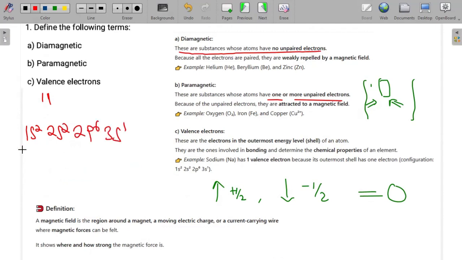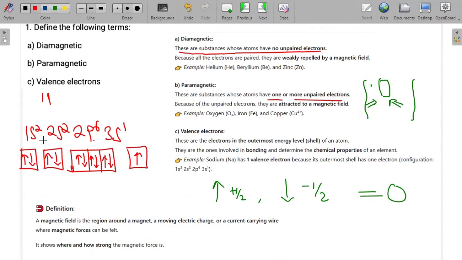In the 1s box, we have one electron facing up and the other facing down. In the 2s, a similar situation. For the p, it will be a box divided into 3 parts, each holding a pair. Then the 3s will be a box that has just 1 electron. The magnetic spin number cancels out in all the paired orbitals, giving 0, but here we have 1 facing up, so it's plus 1 over 2. That's what we mean by paramagnetic.